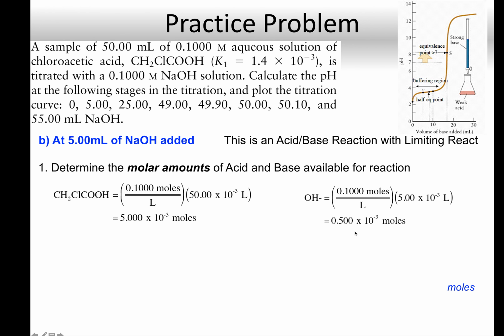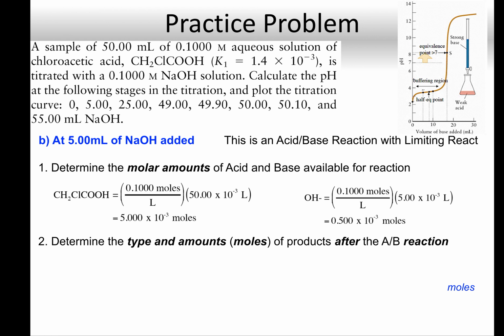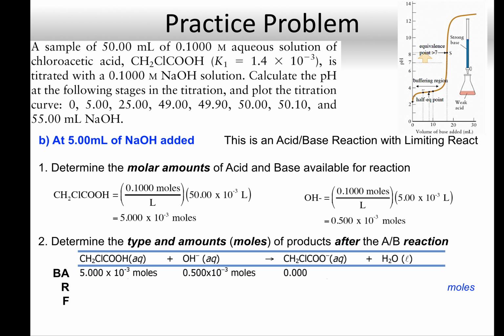That's going to be 0.5 millimoles, another way to express it. So now, next step is to determine the type and amounts in number of moles of the products that we get after the acid-base reaction has been completed. For this, we're going to use this table that I call BARF table, some sort of a silly name, but hopefully that sticks in your head. This is about amounts in number of moles or millimoles. Amounts, that's what you have here. The beginning amounts, the amounts involved in the reaction, and the amounts at the final point of your reaction.